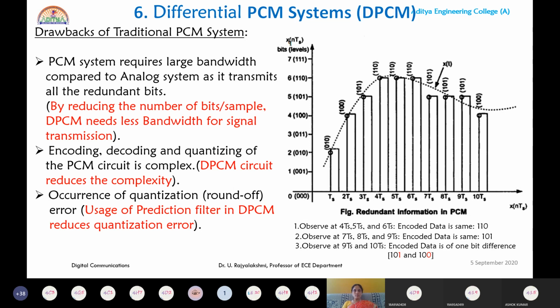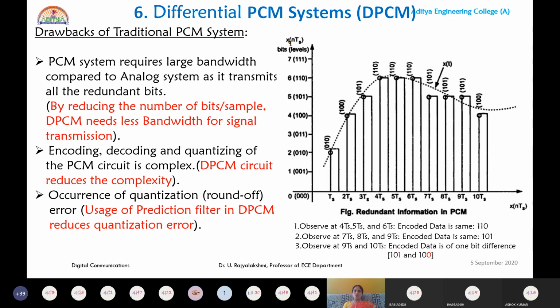Okay. So is this slide okay to everyone? Can we move further? This is very important. So, drawbacks of PCM. What is the first drawback? It needs large bandwidth because it transmits all the redundant bits present in each and every sample. The second drawback is that the circuit is complex. The third drawback is that it possesses quantization error, also called round-off error.